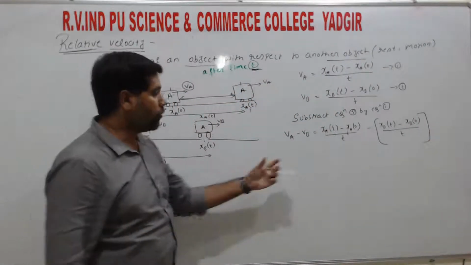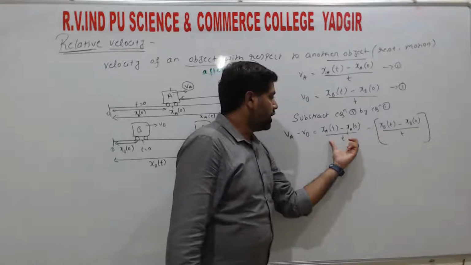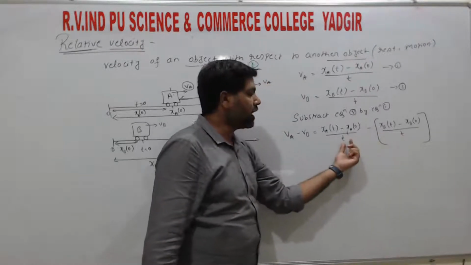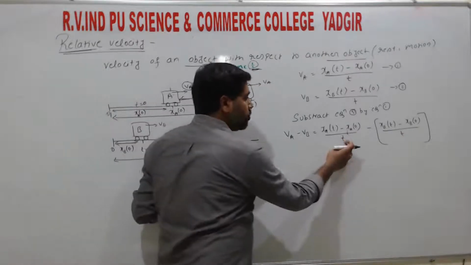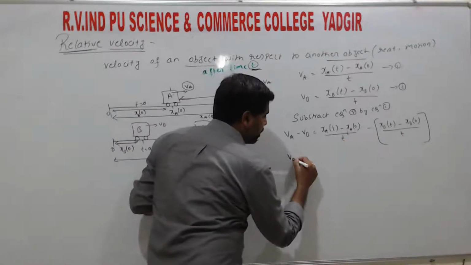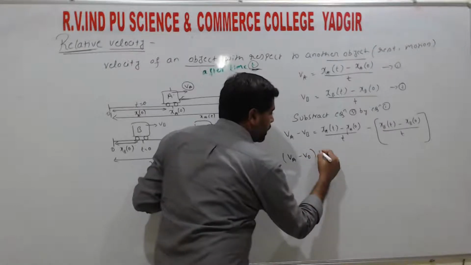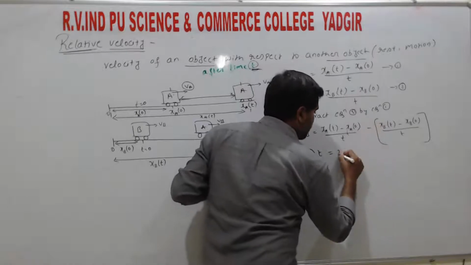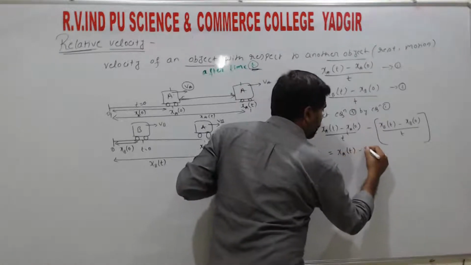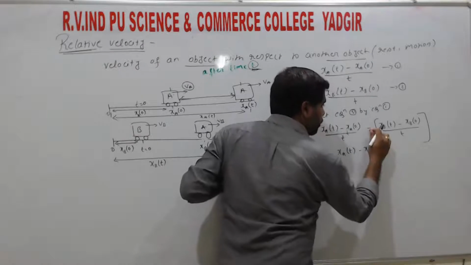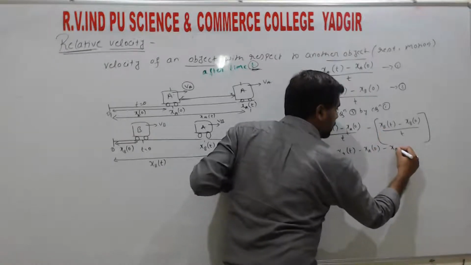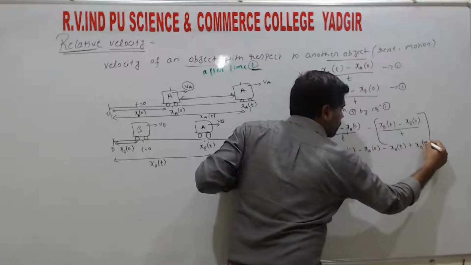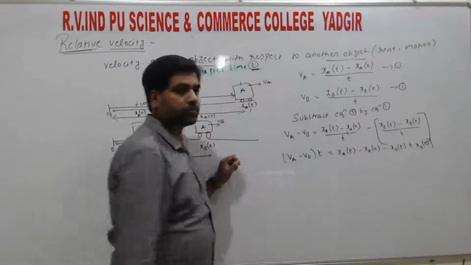Now if you observe these two relations, in the denominator we have the same term, that is t. So we can take t common. Now if we shift this to LHS, we get (VA minus VB) into t, that is equal to, rearranging these terms, XA of t minus XA of 0, so minus into plus, minus XB of t, minus into minus plus XB of 0.